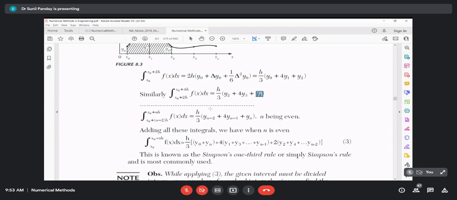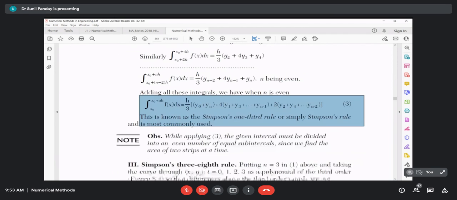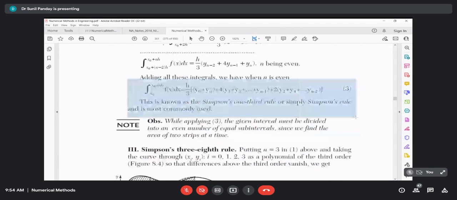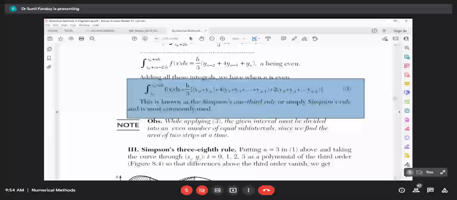Similarly, y4 comes here also in the next one. So y2 is coming 2 times. Similarly, y4 is also coming 2 times in this addition. So it is like 2 times of y2 plus y4 plus yn minus 2. So this is known as the Simpson one-third formula. In this Simpson one-third formula, we have h by 3 times y naught plus yn plus 4 into y1 plus y3 plus yn minus 1 plus 2 into the even terms y2, y4, yn minus 2.